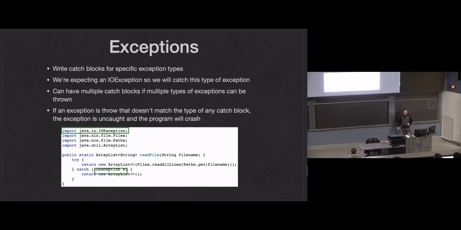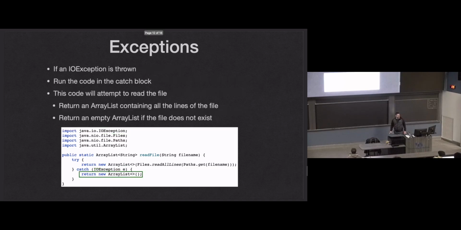So now the program doesn't crash. We're going to stop execution in the try block, move over to the catch block, and run that code and not crash the program. That's the important part. Without the try catch, this program would just break. Well, it wouldn't even compile in this case. We're going to catch that exception.